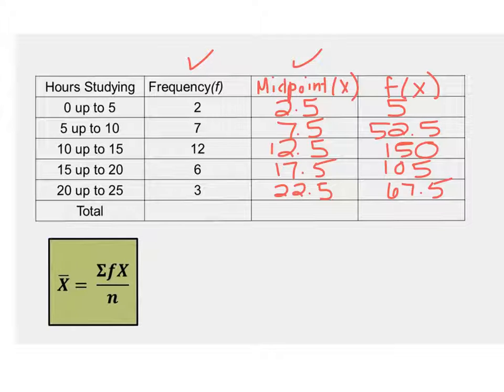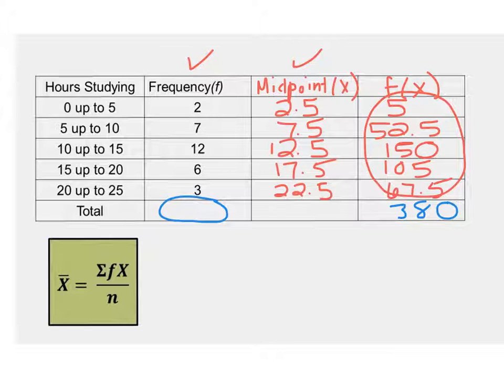The third step in finding the mean of group data is to add the numbers in the column from step number 2. So what we're going to do is take all of these numbers and add them together. And when we add all of those numbers together, that gives us 380.